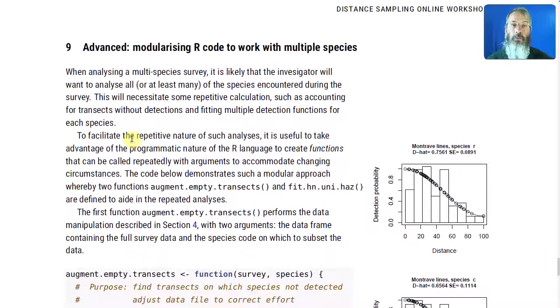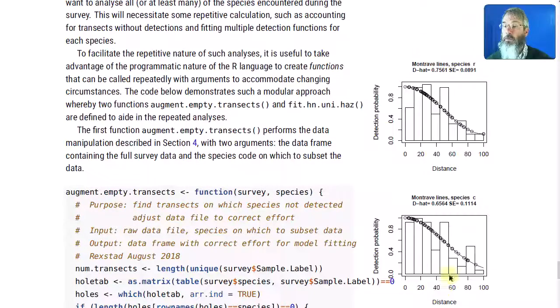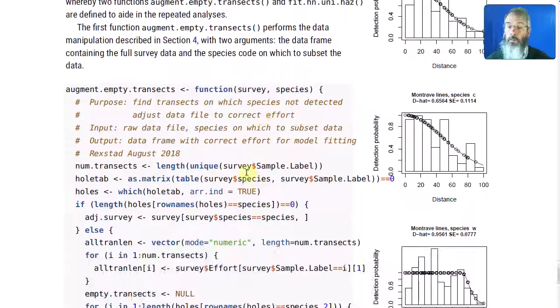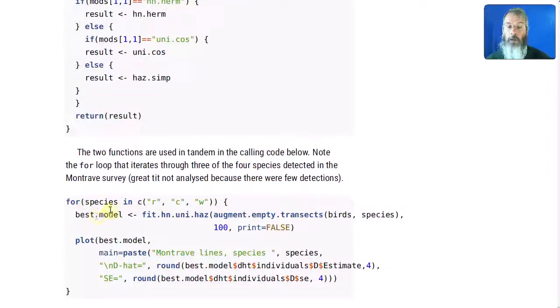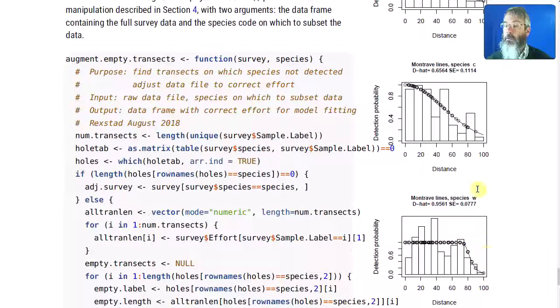Remember, I showed you how to build functions. I'm not going to speak to the functions themselves. What I am going to speak to, however, is the result of calling those two functions out here in the right-hand margin. By executing these, whatever it is, 6 lines of code, those 6 lines of code produced these 3 plots, one for each species, without my intervention. And you'll notice that without my intervention, I've ended up with what looks like a uniform cosine for the robins, what looks like a half normal for the chaffinches, and a hazard rate model for the wrens.